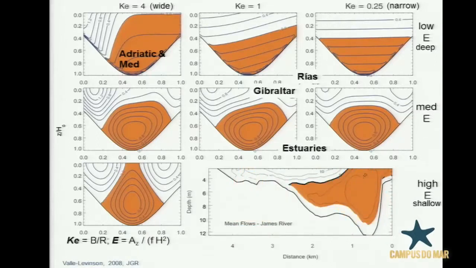And for example, the illustration that I showed on the exchange flows in the James River would fall somewhere in the parameter space there. Right? So you can choose your system and put it in the context of this parameter space of the Ekman number and the Kelvin number.